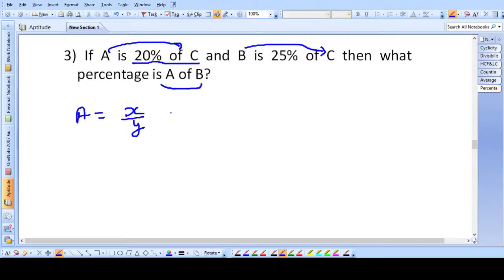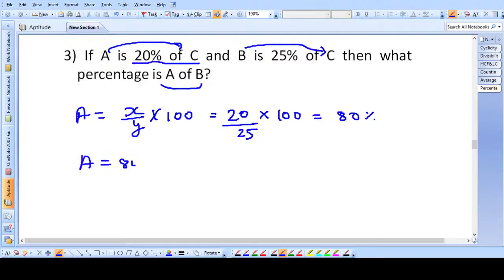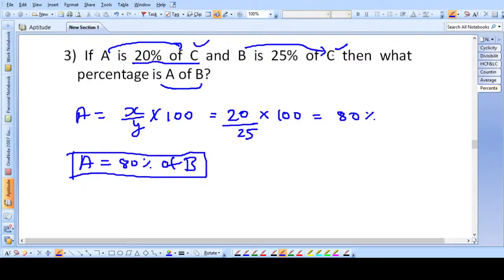X by Y into 100. This is 20 by 25 into 100. Okay, this means it's 80%. So what you can conclude: A is 80% of B. From the relation relating to C, like A is related to C, B is related to C, you get a relation. How is A related to B? So A is 80% that of B.